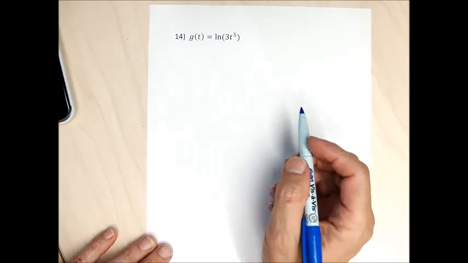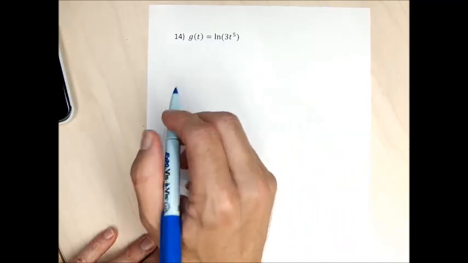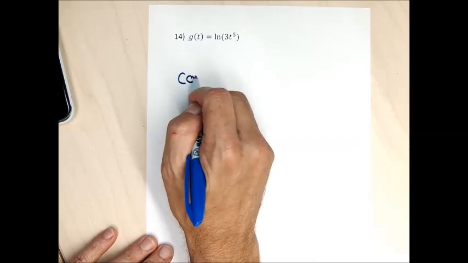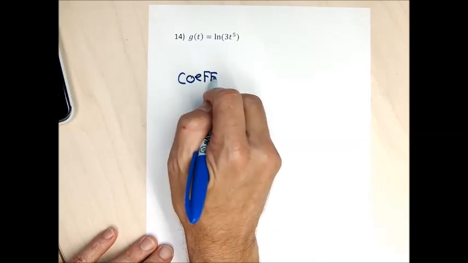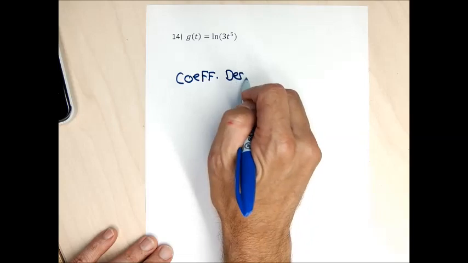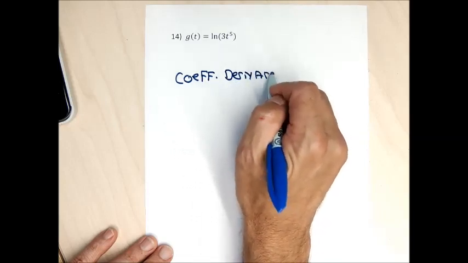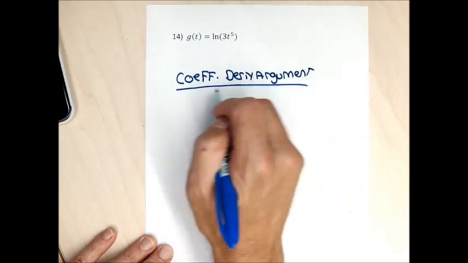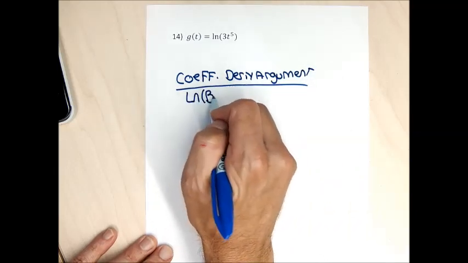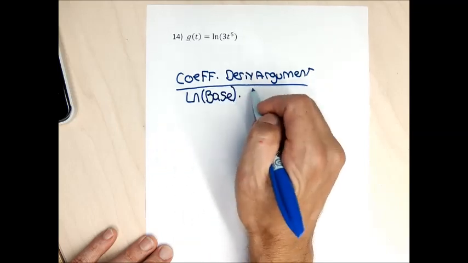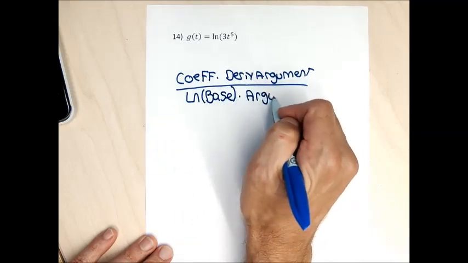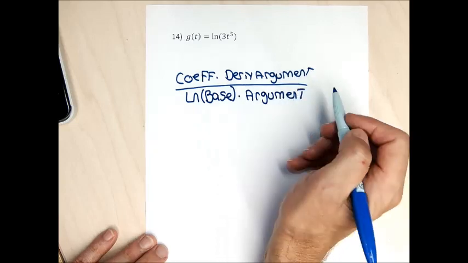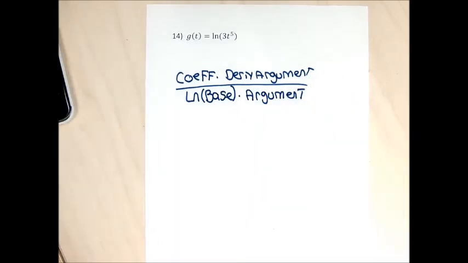Number 14 is an ln, and remember for logarithms derivatives, the derivative, it's the coefficient times the derivative of the argument divided by the natural log of the base times the argument. And just like the e problems, in ln problems, a lot of times some of the pieces of the derivative are equal to 1.